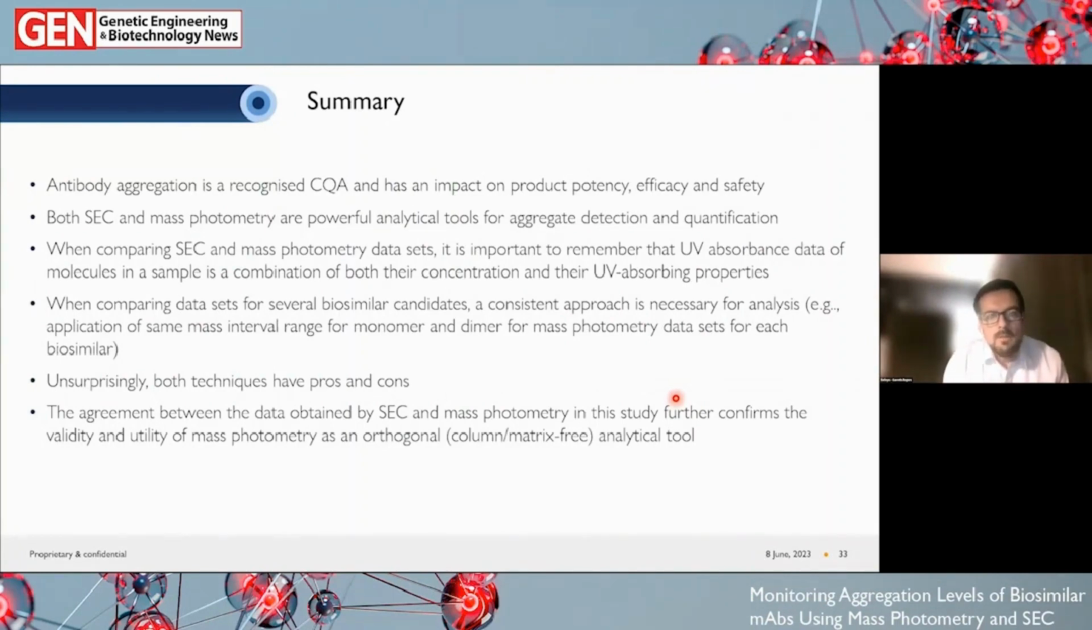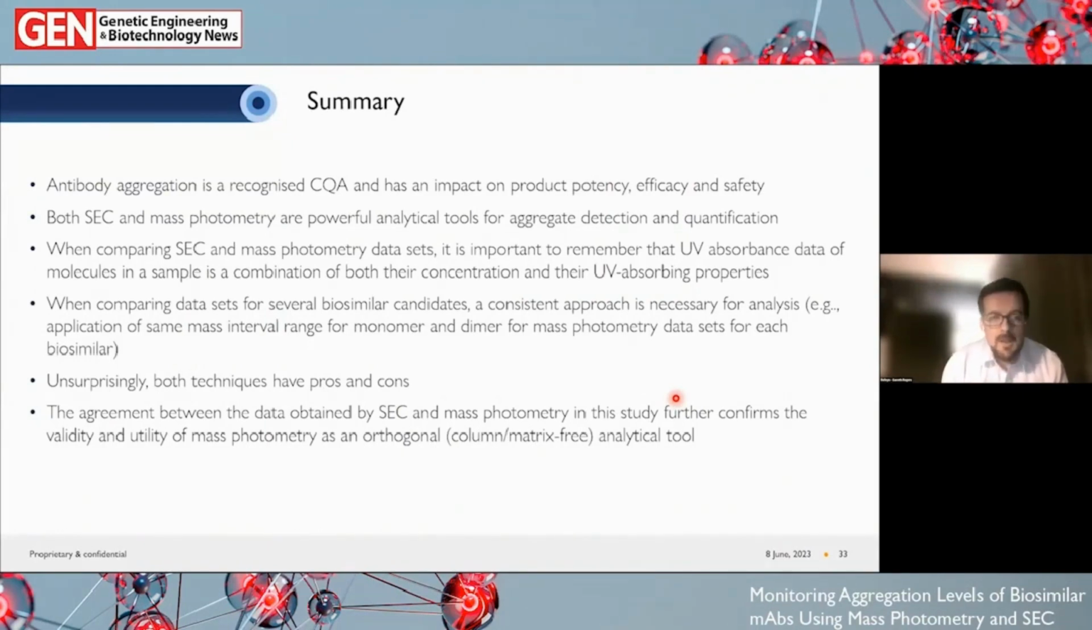Hopefully, what I've shown you is both SEC and mass spectrometry are powerful analytical tools for aggregate detection and quantification. When comparing data sets from both, it is important to remember that UV absorbance data of molecules in a sample is a combination of both their concentration and UV absorbing properties. So to compare the two, you do need to normalize for the molar extinction coefficient for SEC UV data to get a proper quantitative comparison assessment between the data sets for both techniques.